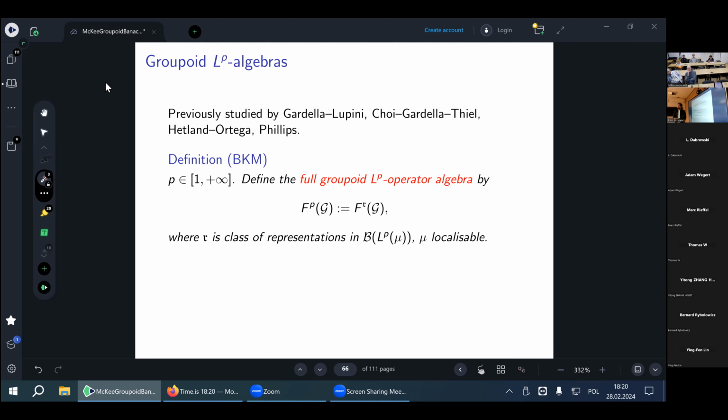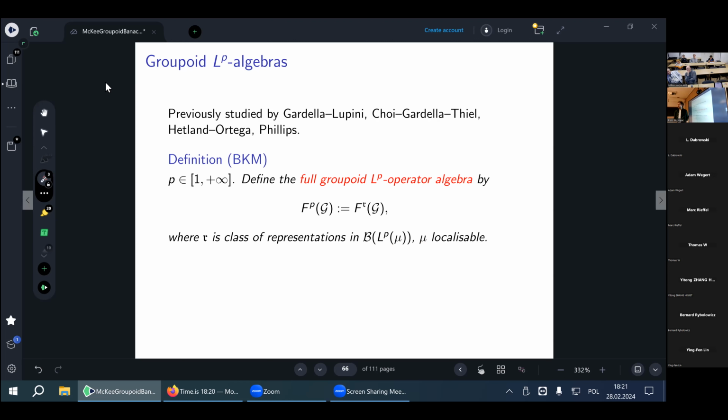Our framework gives a natural suggestion for how to define the LP operator algebra of a groupoid. We take R to be the class of all representations on LP spaces for some measure mu.